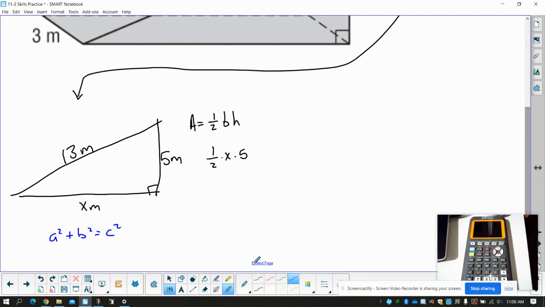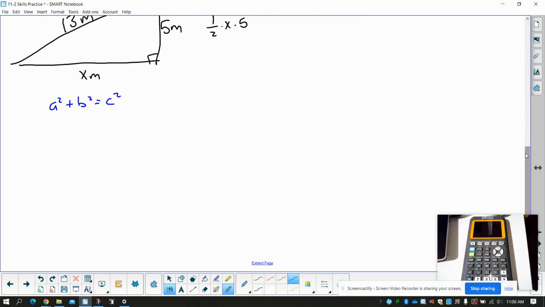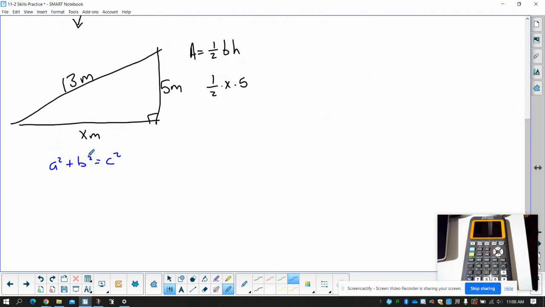In the Pythagorean theorem, let me extend my page. In the Pythagorean theorem, the a and the b are the two legs of the right triangle. The c is the hypotenuse. The right angle always points at the hypotenuse. So the hypotenuse would be 13. This measurement and this measurement, the base and the height, are the a and the b, the two legs. It doesn't matter which one is which. I'm going to put the x as the a and the 5 as b.